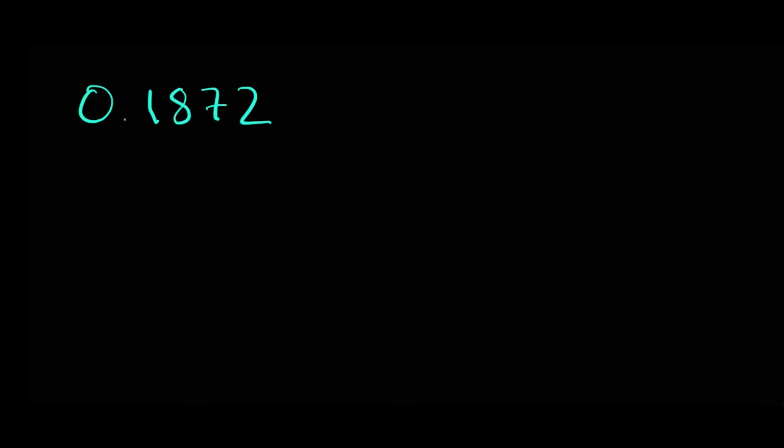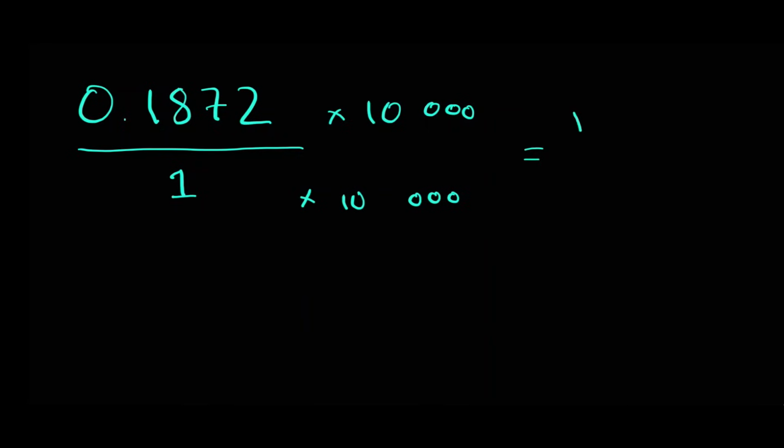Alright, and here's one final hard one to practice. What's 0.1872 as a fraction? First make it 0.1872 over 1. And because it has 4 decimal places, we need to multiply the top and the bottom by 10,000. So 0.1872 times 10,000 over 1 times 10,000. And that equals 1,872 over 10,000.